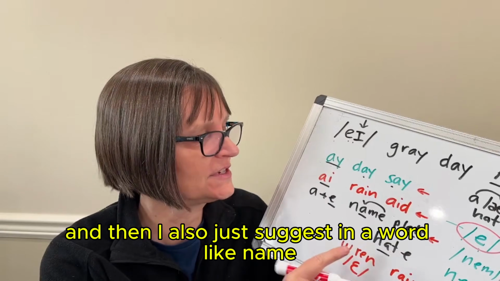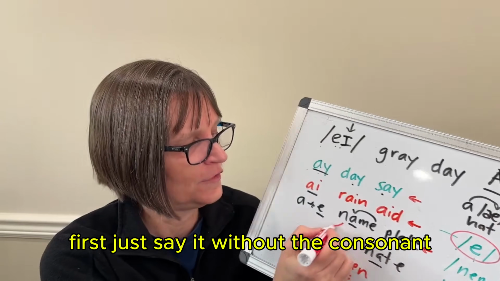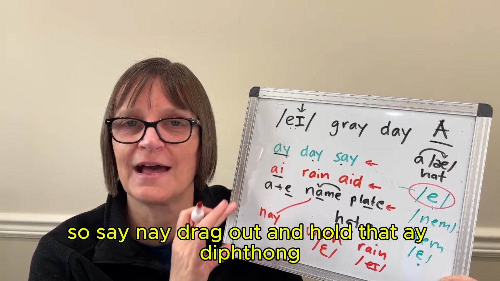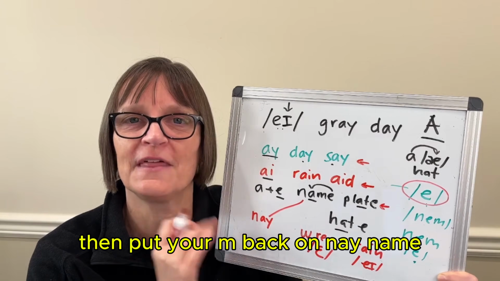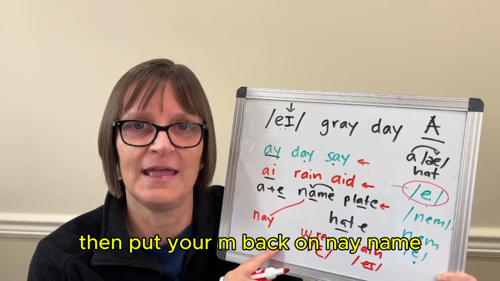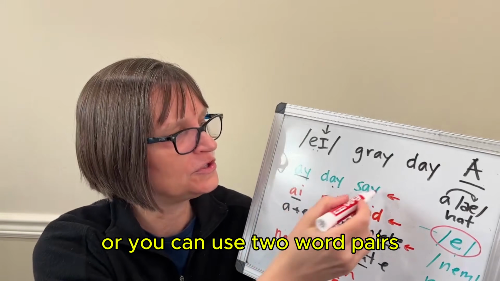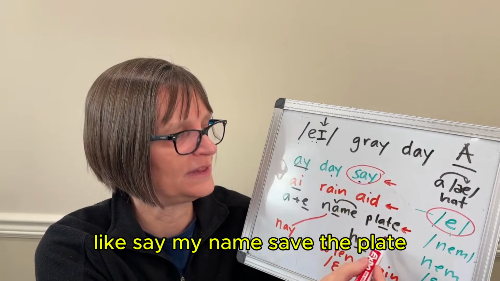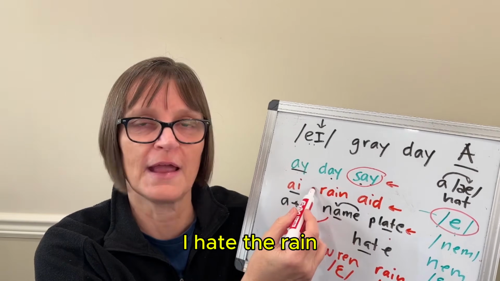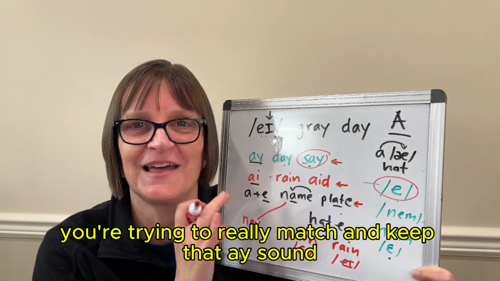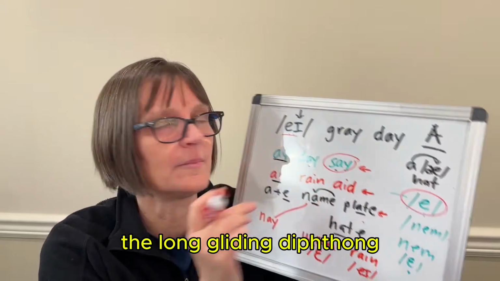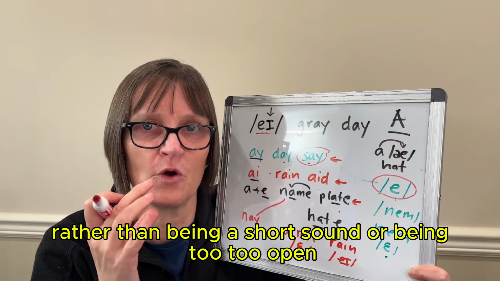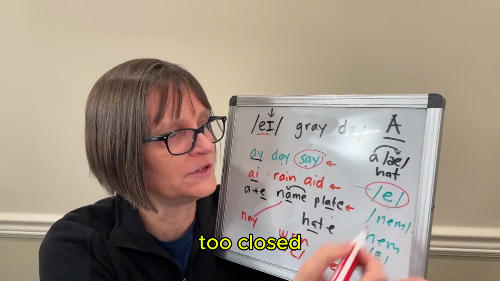And then I also just suggest in a word like name, first just say it without the consonant. So say nay, drag out and hold that A diphthong, then put your M back on. Nay, name. Or you can use 2-word pairs like say my name, save the plate, I hate the rain. You're trying to really match and keep that A sound, the long gliding diphthong, rather than being a short sound or being too open or too closed.